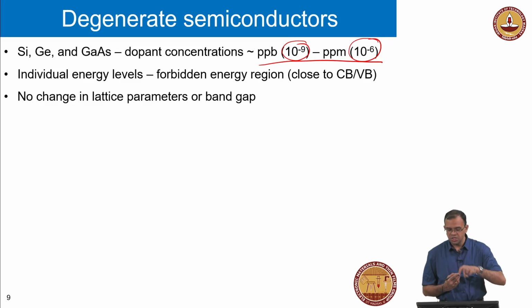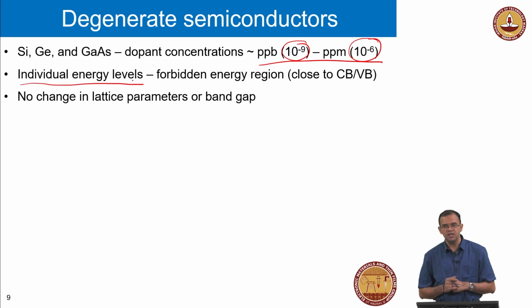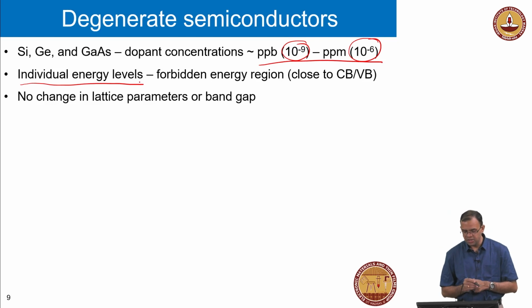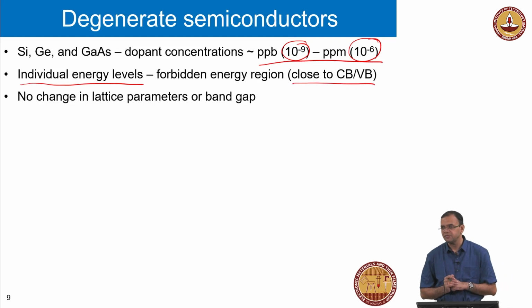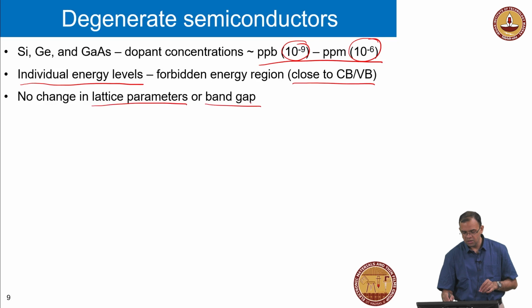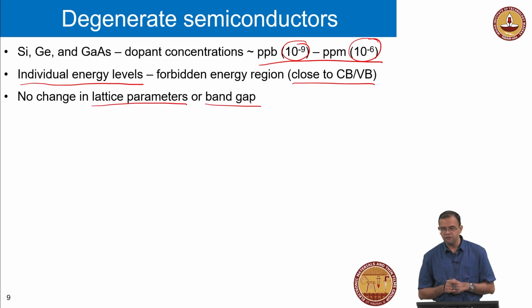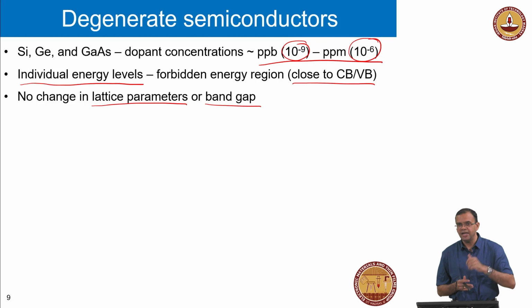Because I am doping such a small amount, my dopant levels are all individual energy levels. They are not continuous, that is why we show them as dashes. They are all individual energy levels, either located close to the conduction or the valence band. And again, because I am adding such a small amount, I am not changing the lattice parameter or the band gap of my material, right? So those parameters are not being changed. I am only adding these to change the electrical conductivity.